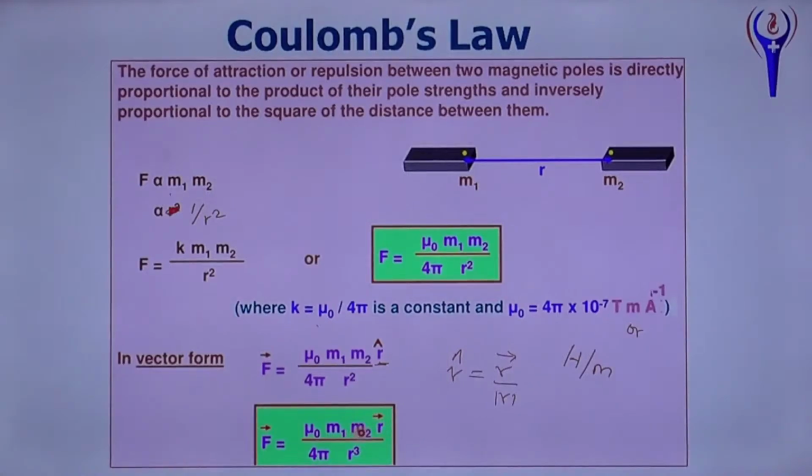Here M1, M2 are the pole strengths. What is the unit of pole strength? You can write down, the unit of pole strength is Weber into meter. M is the pole strength, its unit is Weber into meter.